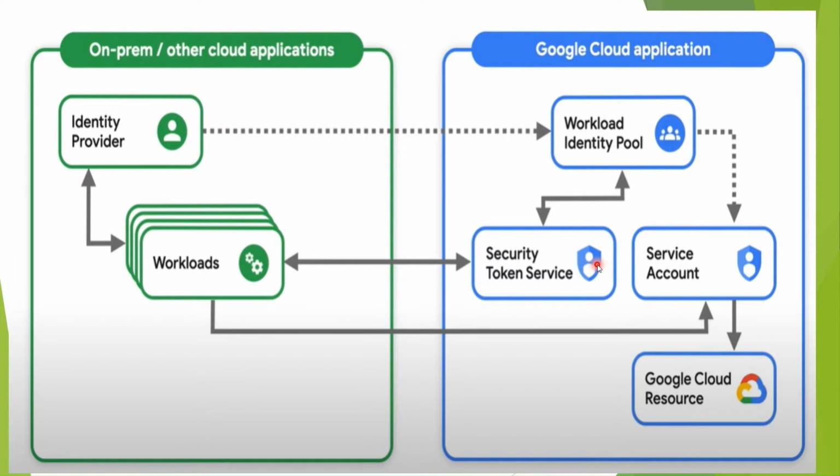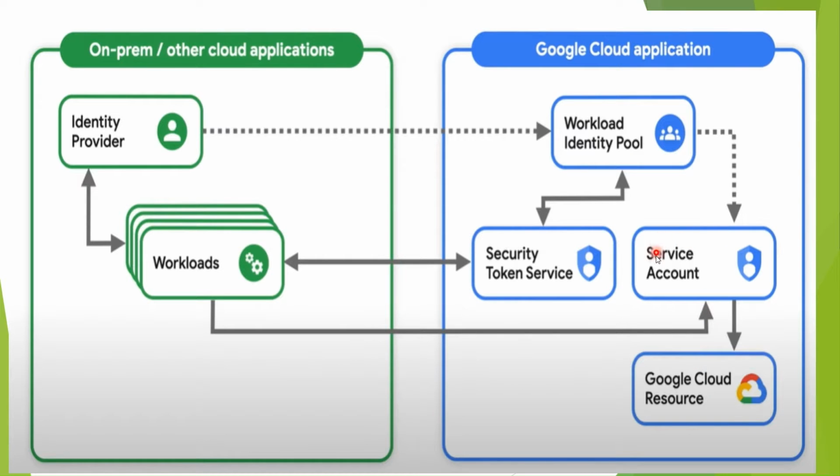Now, what will the security token service do? It will ask the workload identity pool, I have received these credentials. Do you trust this identity provider? The workload identity pool will check its configuration and see, yes, I know this identity provider. It is configured in my configuration, I can trust it. After that, the security token service will provide a short-lived token to the workload. Once the workload gets a short-lived token, it can impersonate the service account or it can directly access our Google Cloud resource.